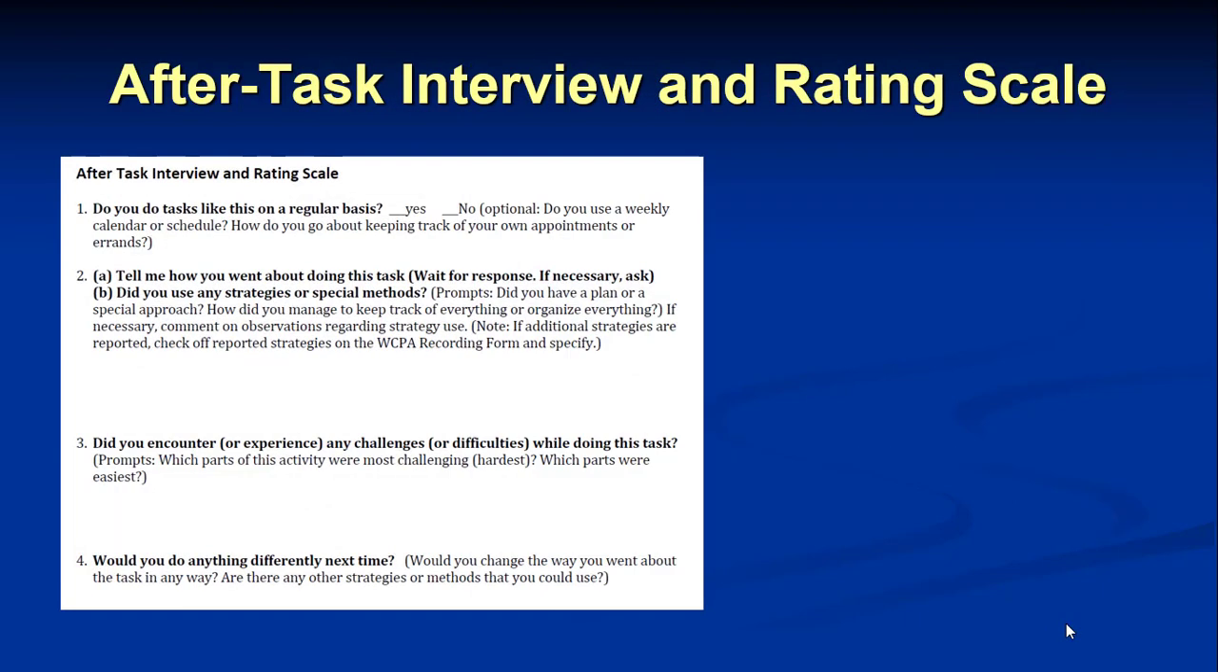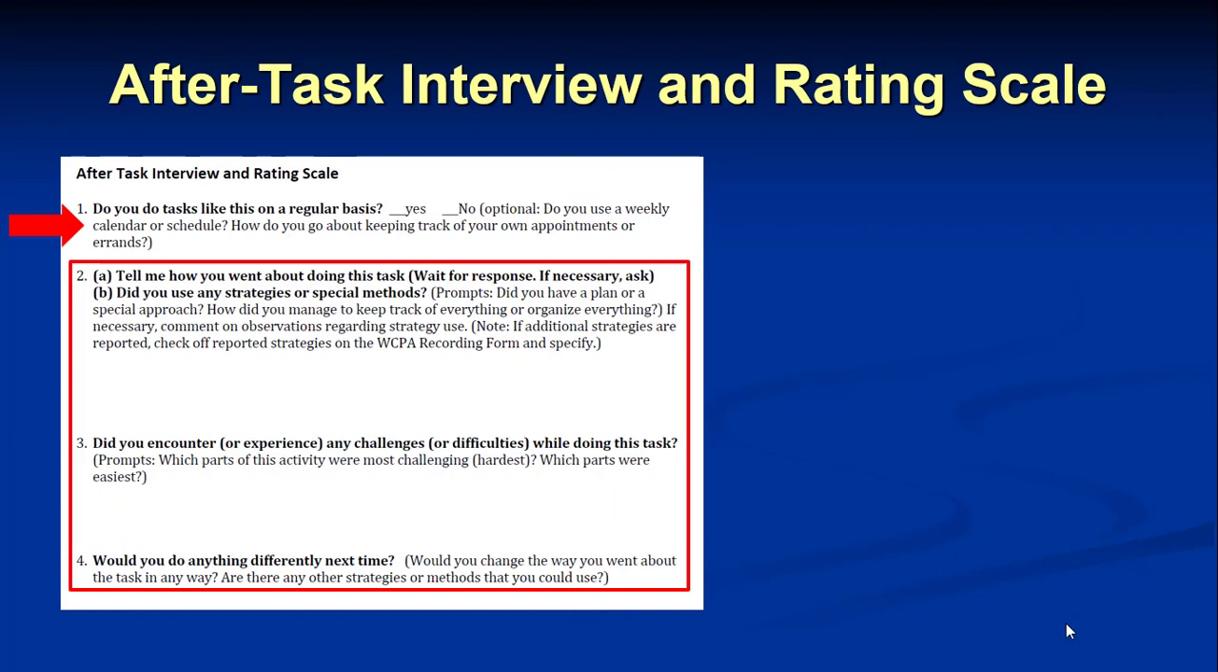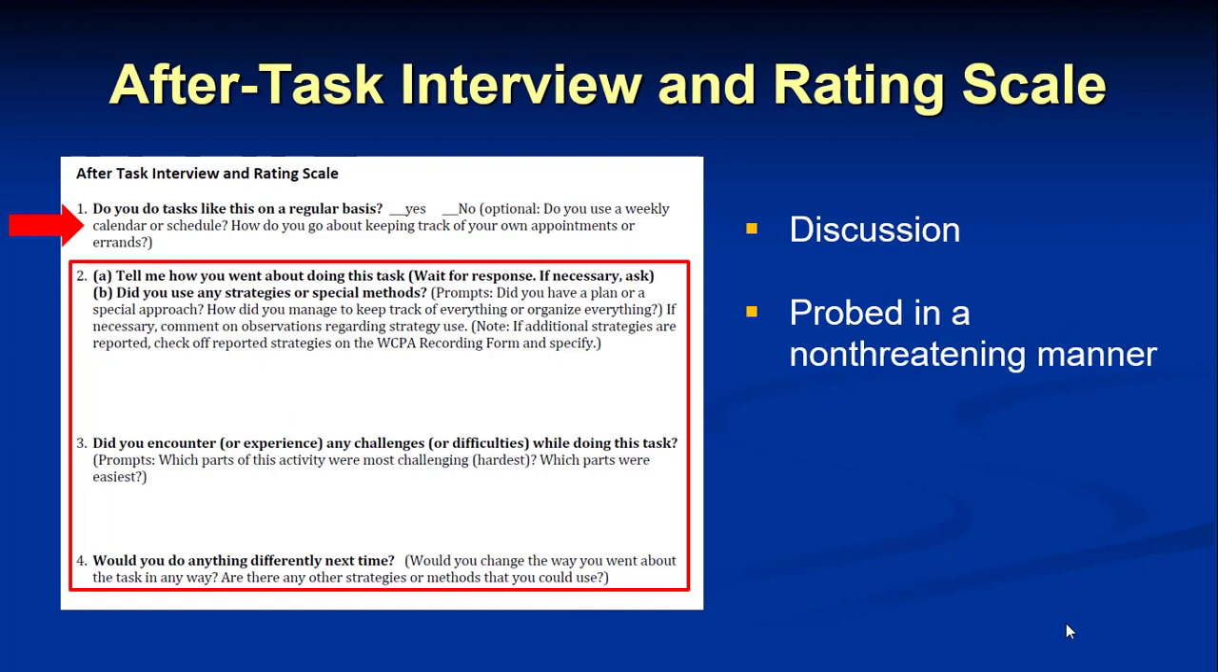The after-task interview and rating scale is conducted immediately after completion of the weekly calendar to assess the client's perceptions regarding the activity and his or her performance. The first question is optional and identifies whether the client routinely uses a weekly calendar. Then, there are 3 open-ended questions. They are designed to explore the person's perceptions about task difficulty and strategy use. The interview should be conducted as a discussion, and responses should be carefully probed in a non-threatening manner. Examples of probes can be found on pages 18 and 19 of the manual.